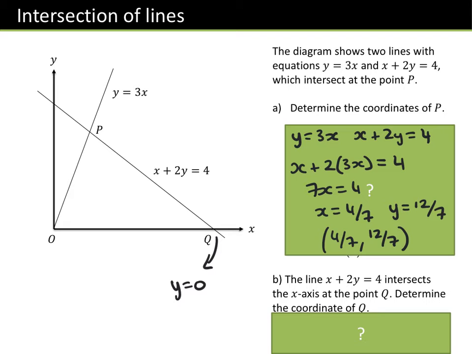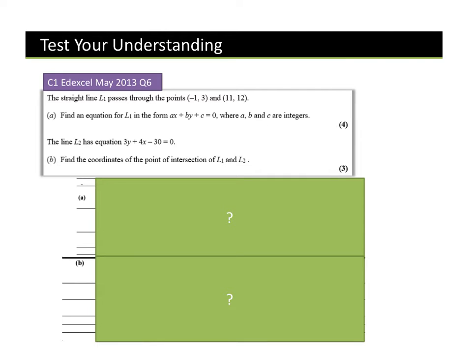So determine the coordinates at Q. Well, we're going to get x plus 2 lots of 0 equals 4. So x equals 4, so my coordinates are 4, 0. Okay, so the line L1 passes through the points minus 3, 1 and 11, 12. Find an equation of L1 in the form ax plus by plus c equals 0, where a, b and c are integers. Nice and easy.